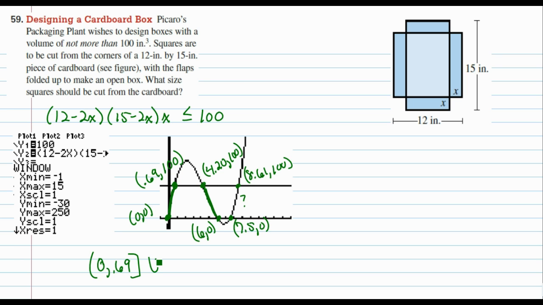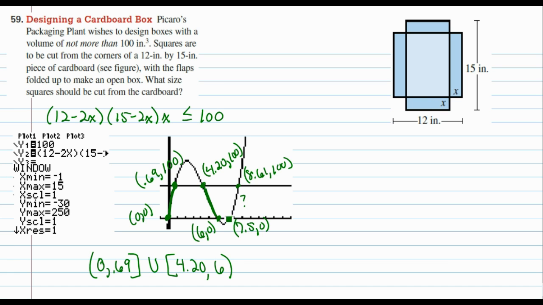So how about from 4.2, and we can include that, 4.2, which makes the volume exactly 100, all the way to 6. Now I want to make a box, so I can't include 6 because 6 would make a flat box, which isn't a box. I can't cut out 6 inches from each side of a 12-inch piece of cardboard. Like I said, it would be a flat box. It would just totally fold in half.